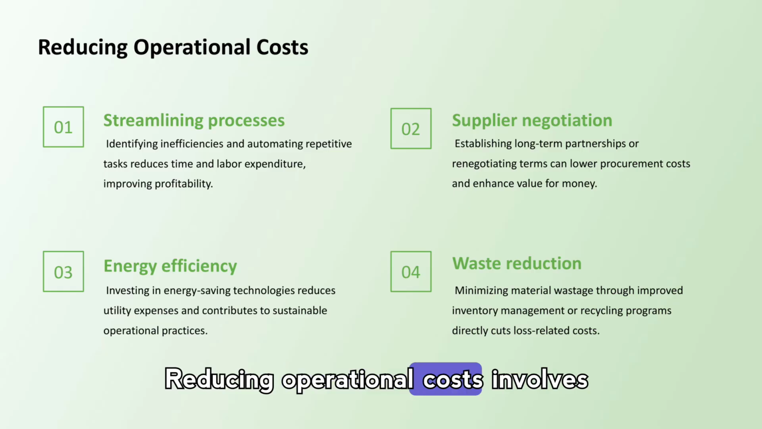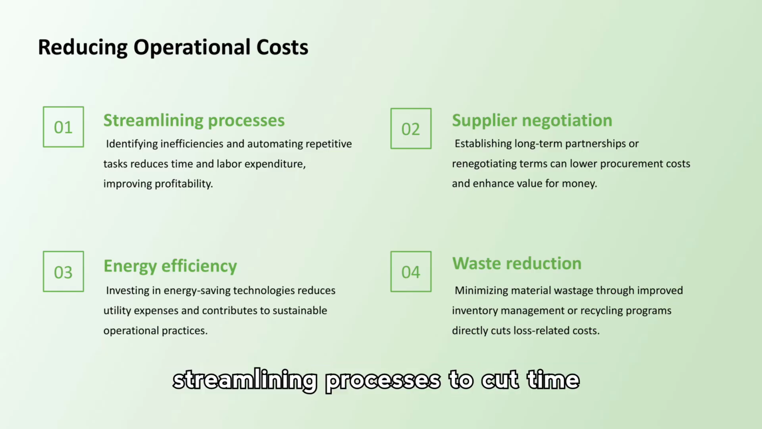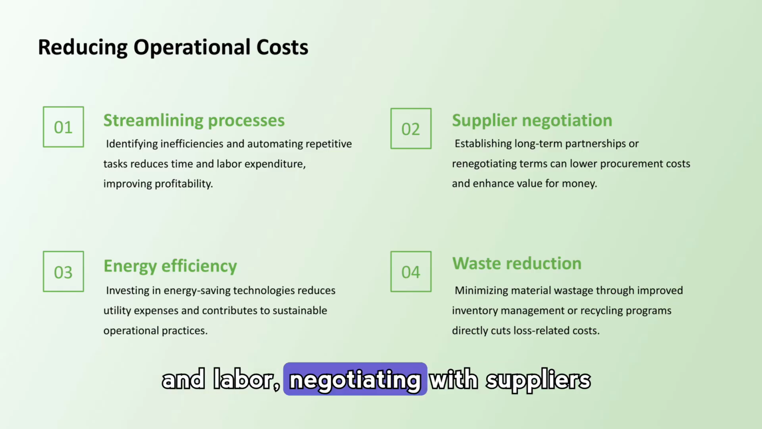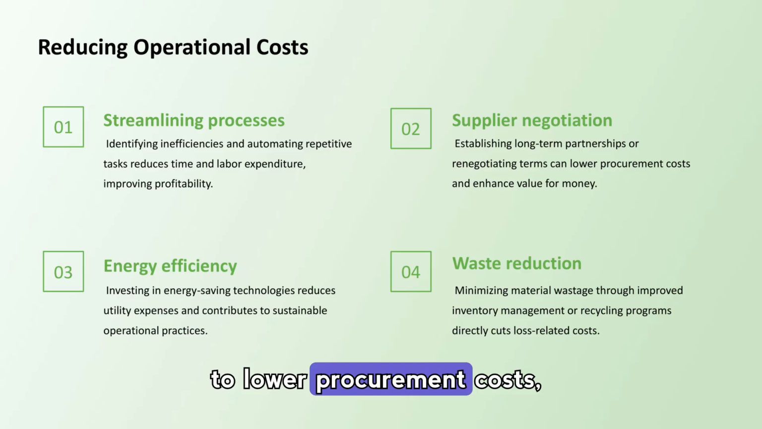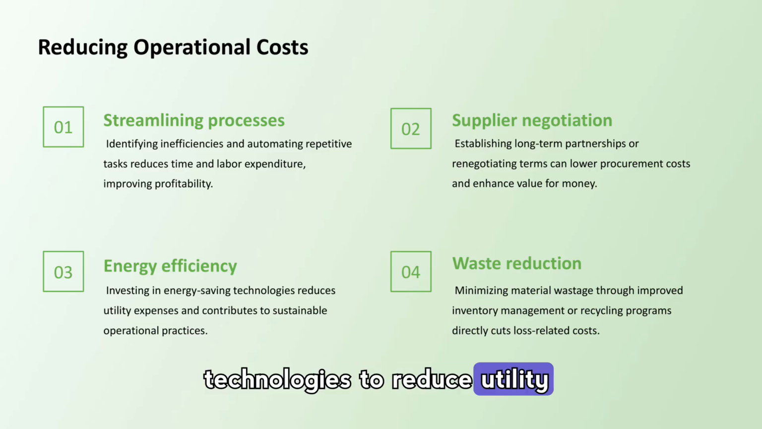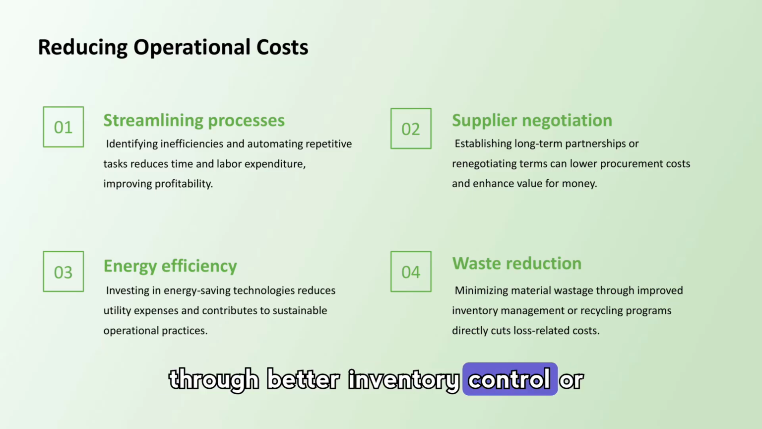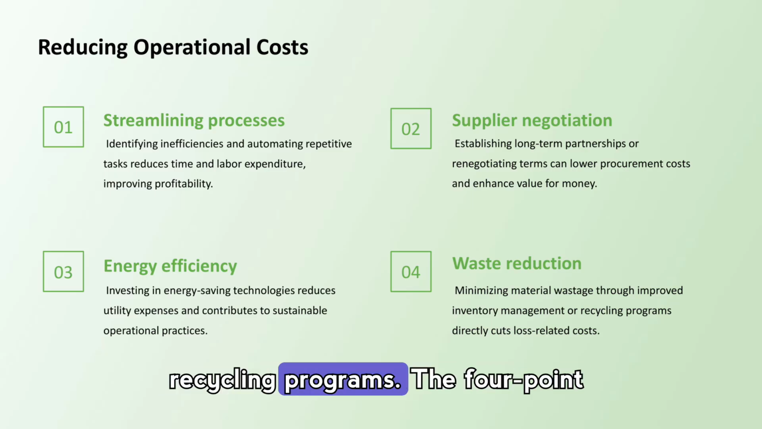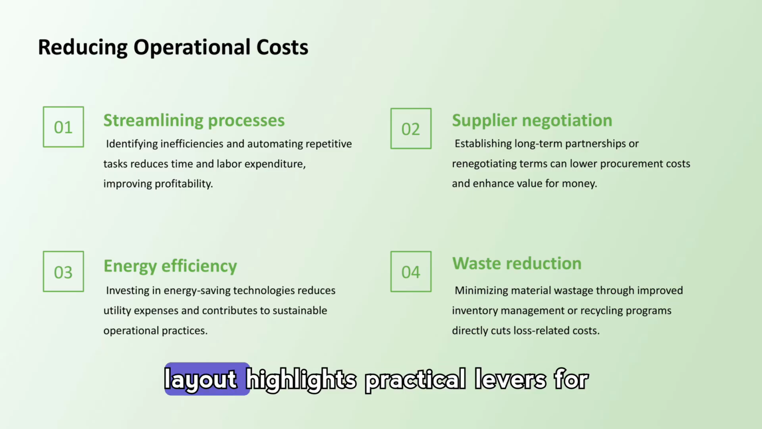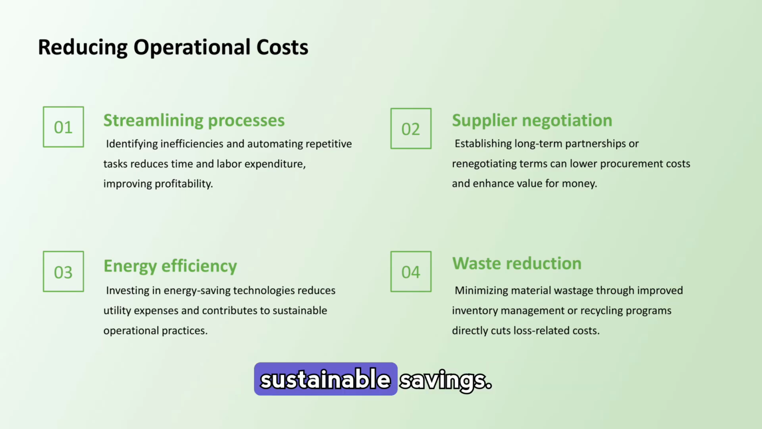Reducing operational costs involves streamlining processes to cut time and labor, negotiating with suppliers to lower procurement costs, investing in energy-efficient technologies to reduce utility expenses, and minimizing waste through better inventory control or recycling programs. The four-point layout highlights practical levers for sustainable savings.